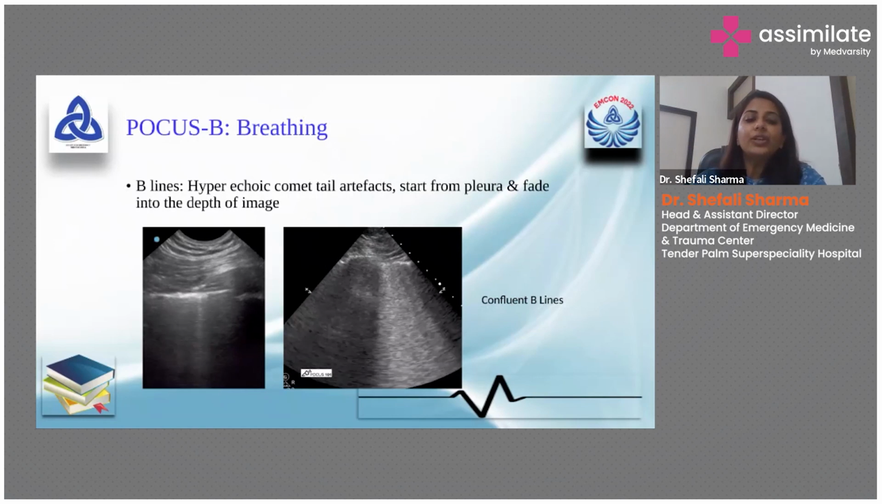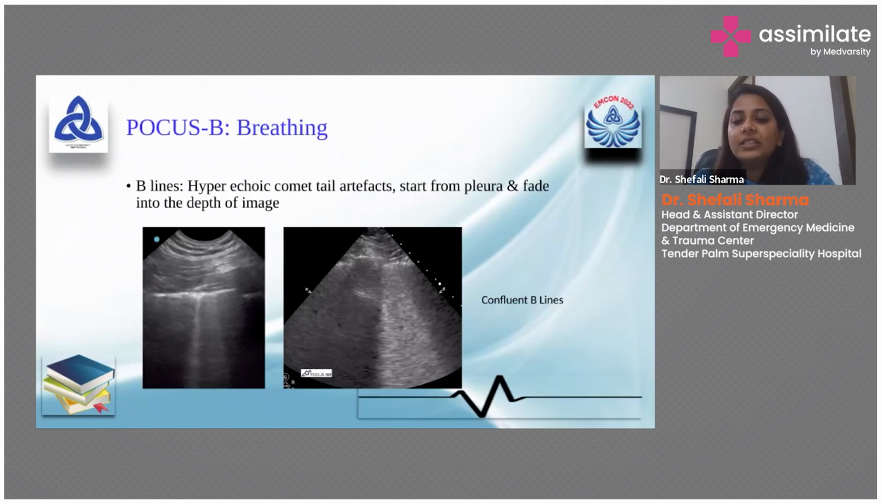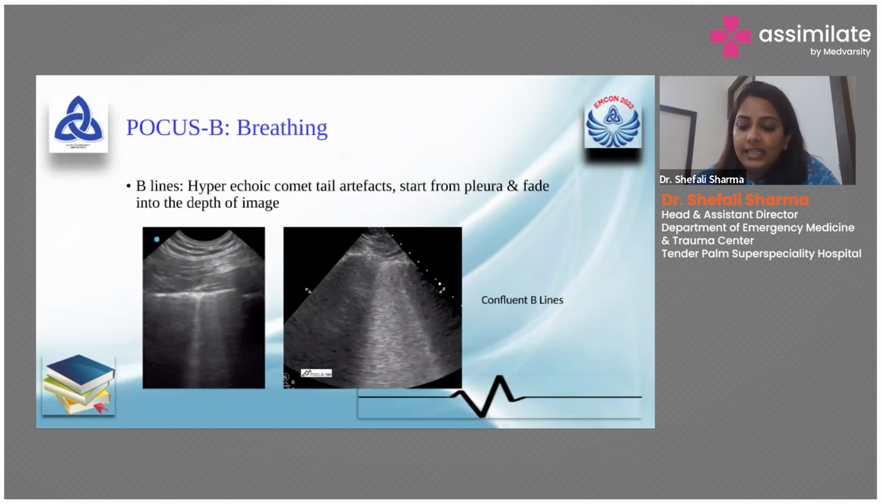In the first video, you see both the parietal and the visceral pleura sliding over each other, and the vertical line which you are seeing is your B line. In the second one, you can't really determine exactly how many B lines there are. You see a band which is just going right and left. That is called confluence, and this is how a confluent B line would look.